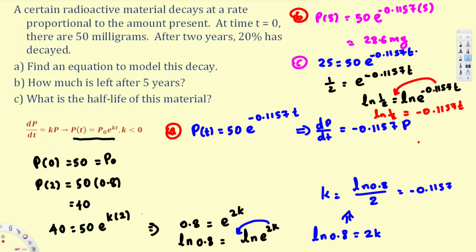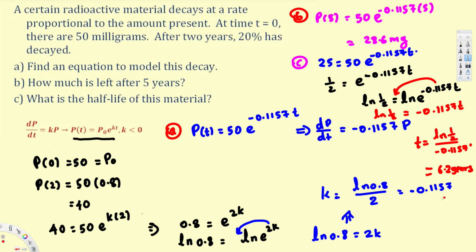Therefore t is going to be equal to ln of half divided by negative 0.1157, because t is what we are trying to find. Since ln of half is less than 1, this value is going to be negative. Negative divided by negative, you will get a positive value, and you will get 6.2 years. That's going to be the half-life.